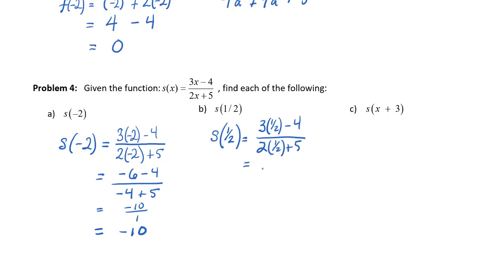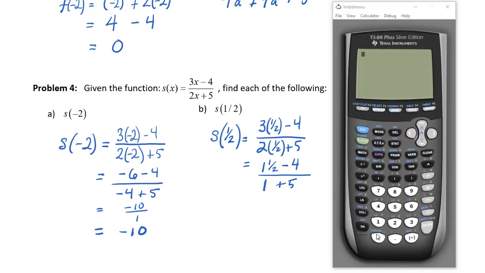In the numerator, 3 times 1/2 will cut 3 in half. So I'll have 1.5 minus 4 all over 2 times 1/2, which will just give me 1, because half of 2 is 1, plus 5. This will give me a 1.5 minus 4.